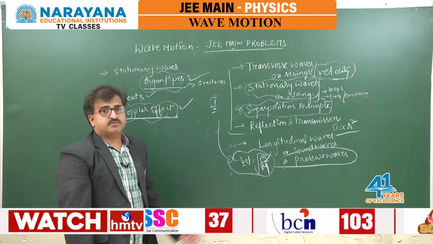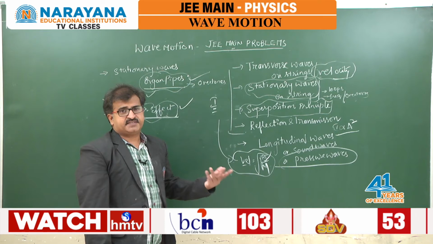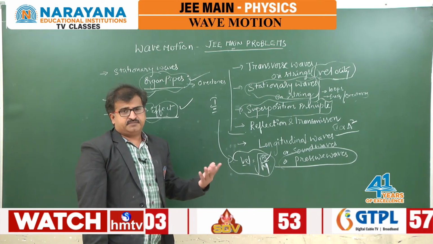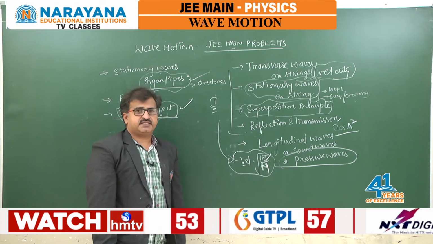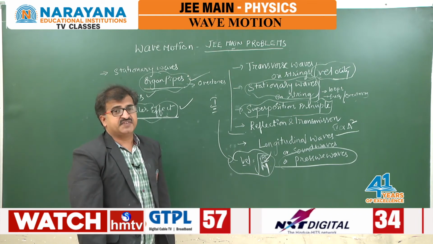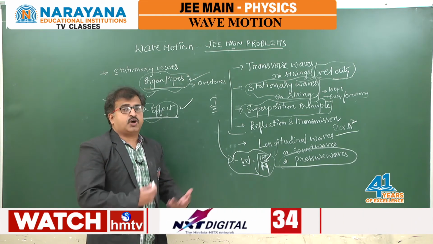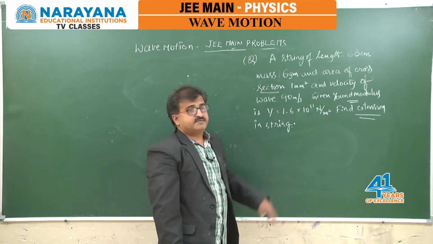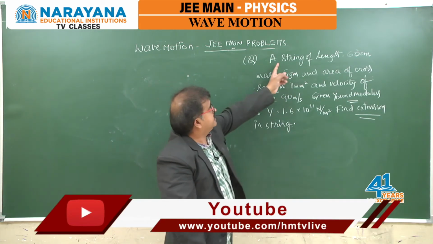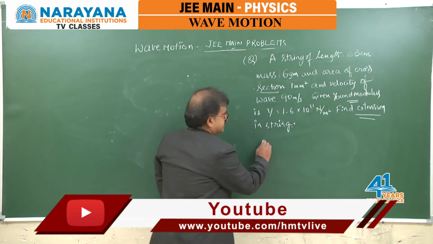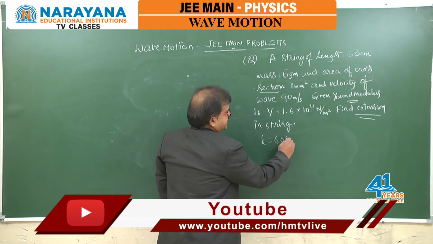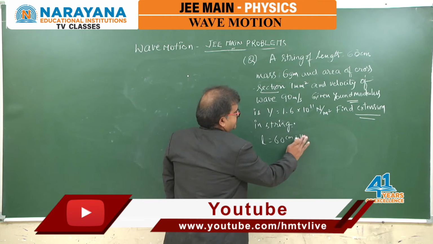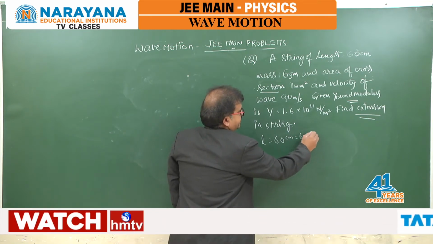So let us go through a few previous main based questions so that you will get an idea how the questioning will be on the topics we discussed. So let us see one of the previous problems in an orderly manner. A string of length L is given, L equals 60 centimeters, or 60 into 10 power minus 2.